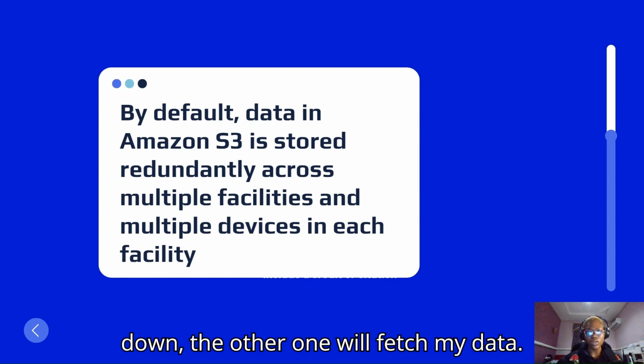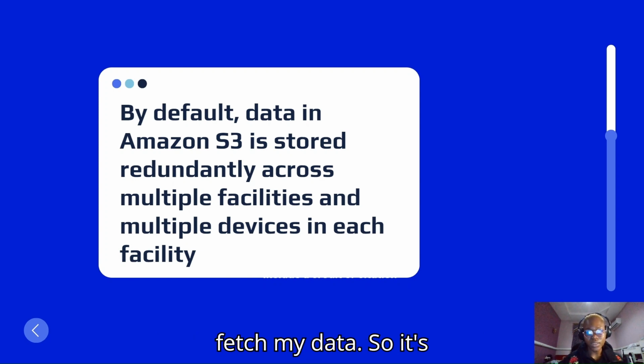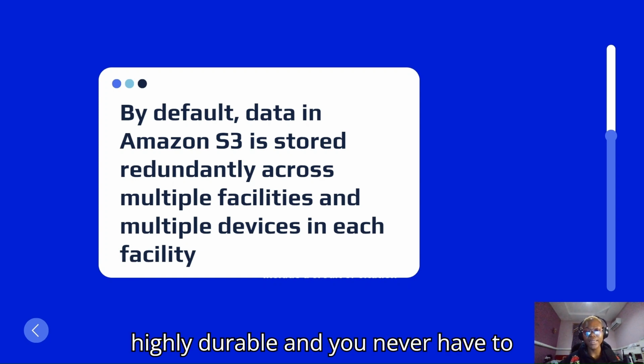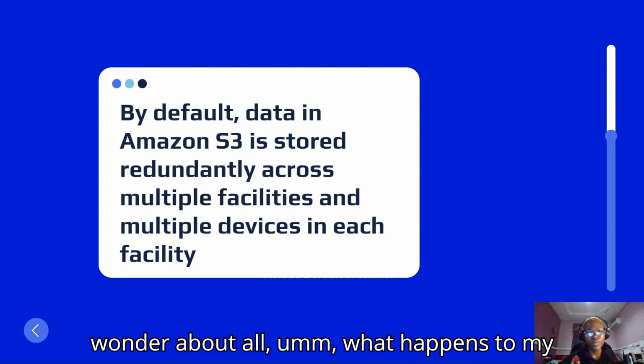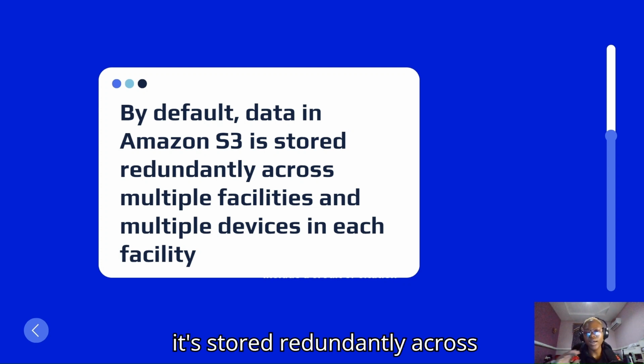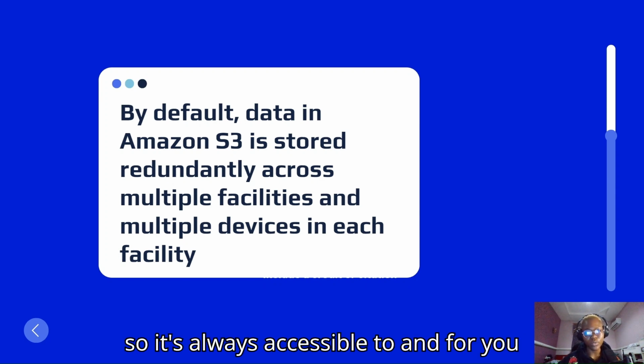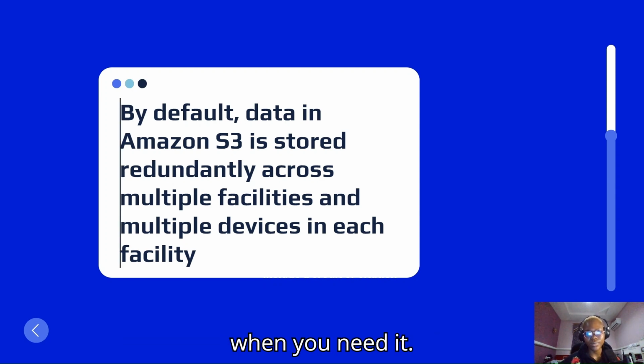If one goes down, the other one will fetch my data. If that one goes down, the other one will fetch my data. So it's highly durable and you never have to wonder, what happens to my data? What if it gets corrupted? Because the moment you upload data in Amazon S3, it's stored redundantly across multiple facilities and multiple devices. So it's always accessible to you when you need it.